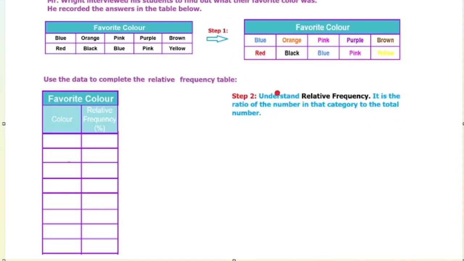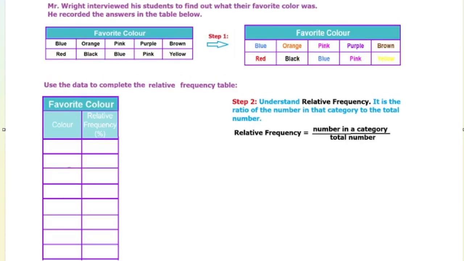So the second step is to understand what relative frequency means. It is the ratio of the number in that category to the total number. So we need to understand that this is how it looks. The relative frequency equals number in a category over the total number. So the total number, find the total number of items that you see in the table. So there's 1, 2, 3, 4, 5, 6, 7, 8, 9, 10. There's 10 items in the table, 10 students.